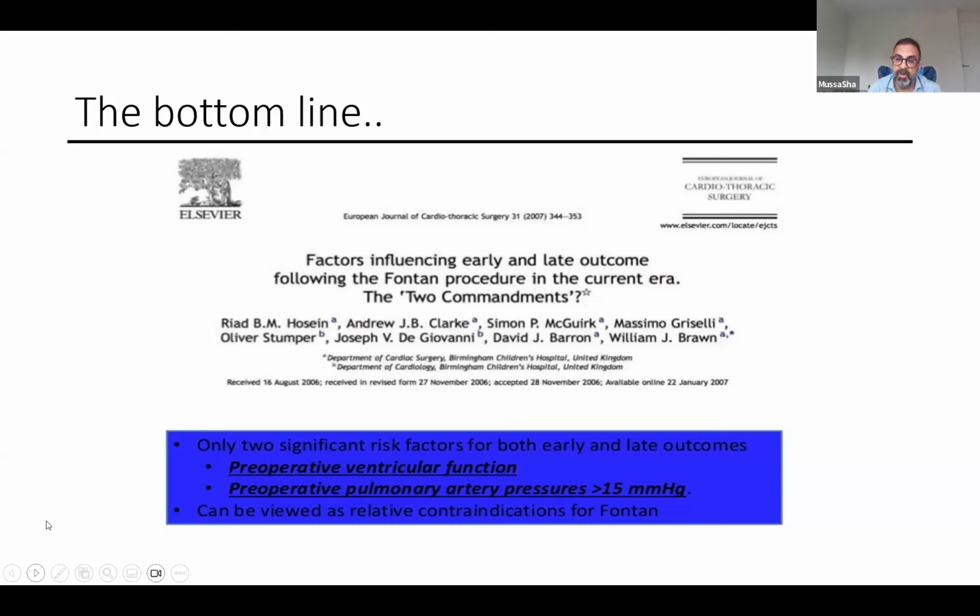And if you've got inadequate ventricular function or high pulmonary artery pressures, both of those are risk factors for poor outcomes following Fontan, okay? So that's the sort of bottom line. So rather than remembering a list of 10 things, it's actually easier to think about two things. And so if you've got a patient with good ventricular function and low pulmonary artery pressures, then they should have a well-functioning Fontan circulation.